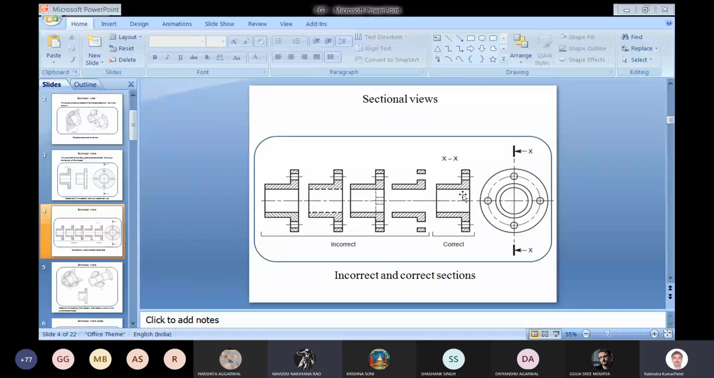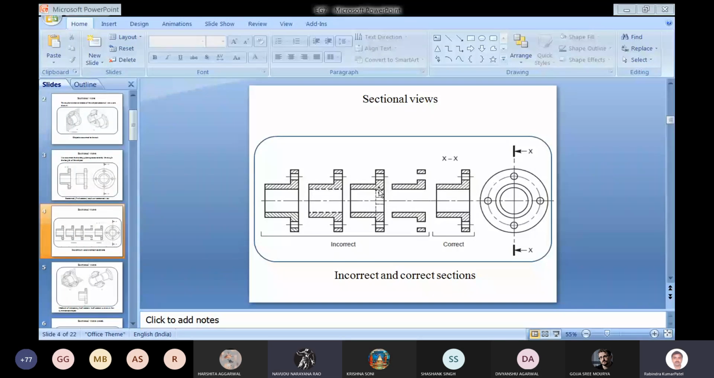Sir, the third one? The third one has everything correct. The only thing is that here dashed lines are shown, and by the convention of the sectional view, we should not show dashed lines in this section part. We should not show the dashed lines.